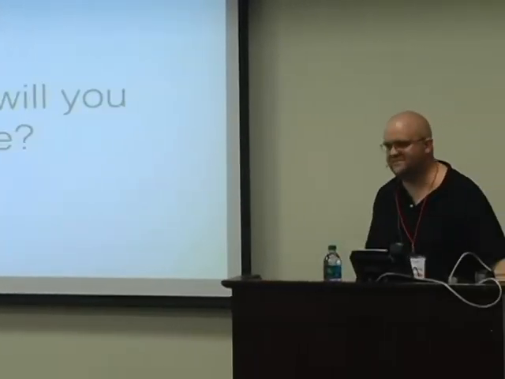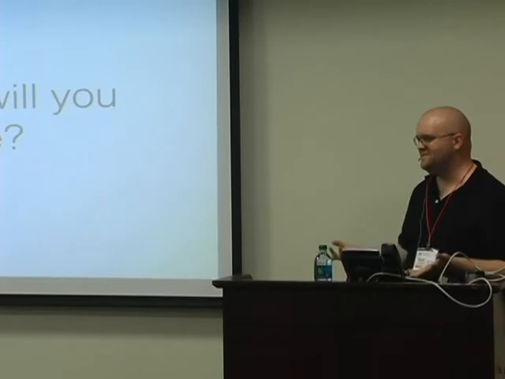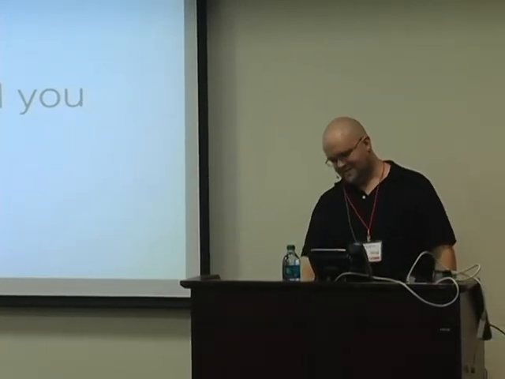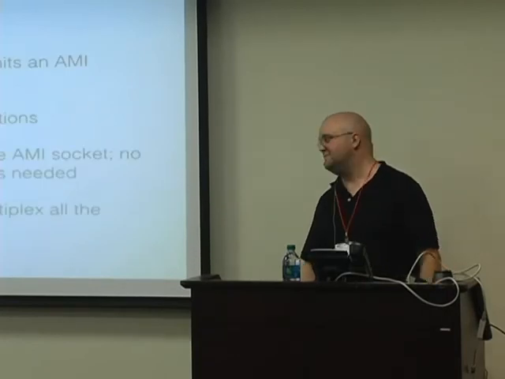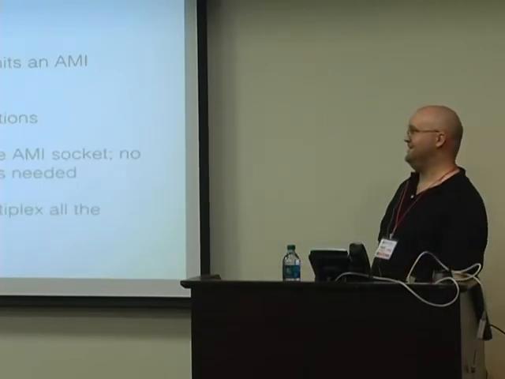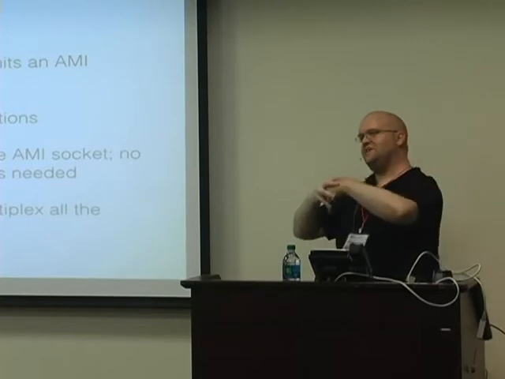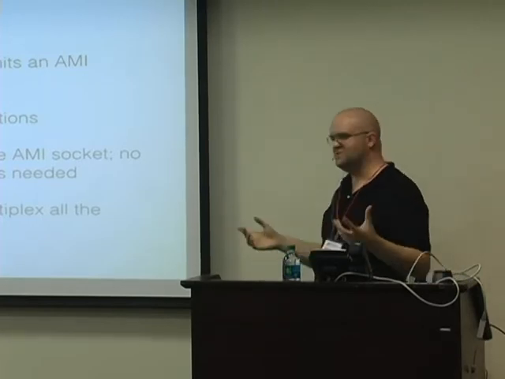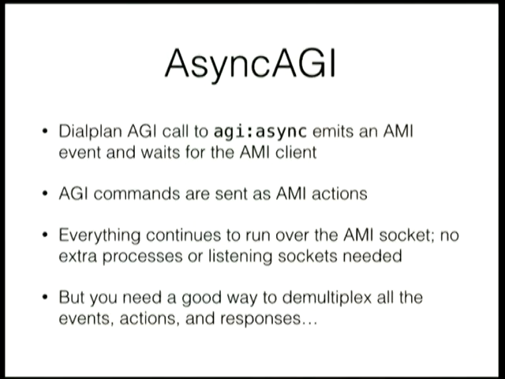So the question becomes, for your application, which one of these two are you going to choose? They're two different worlds. The great news is there is a way to bridge them both. It's called AsyncAGI. It marries the worlds of AGI and AMI together. A Dialplan AGI call to a special target called AGI Async will make Asterisk emit an AMI event called an AsyncAGI event, and it'll just sit there and wait for the AMI client to take over the call.